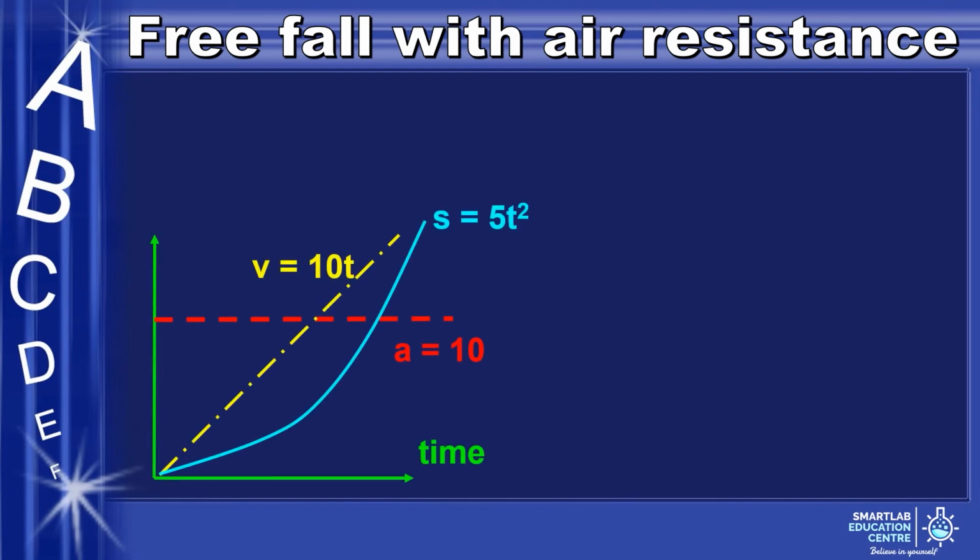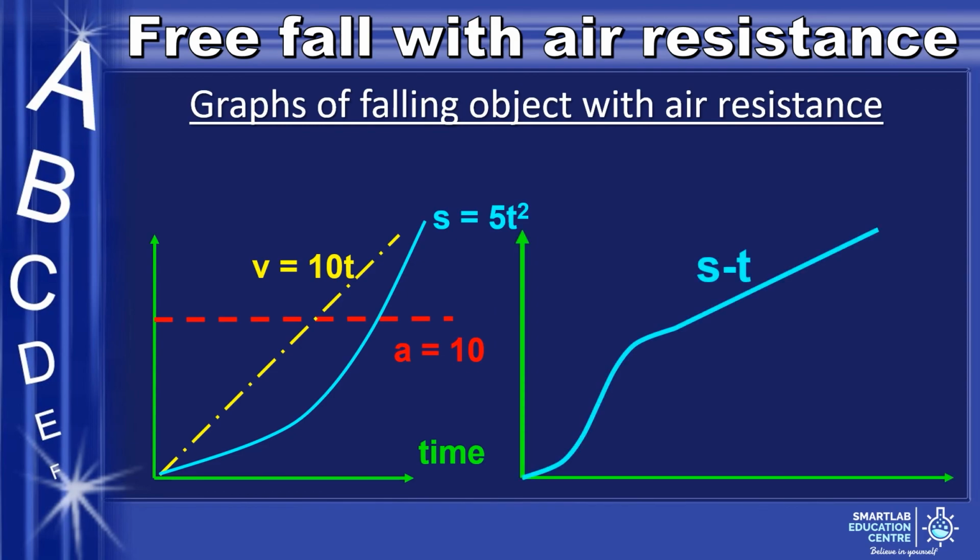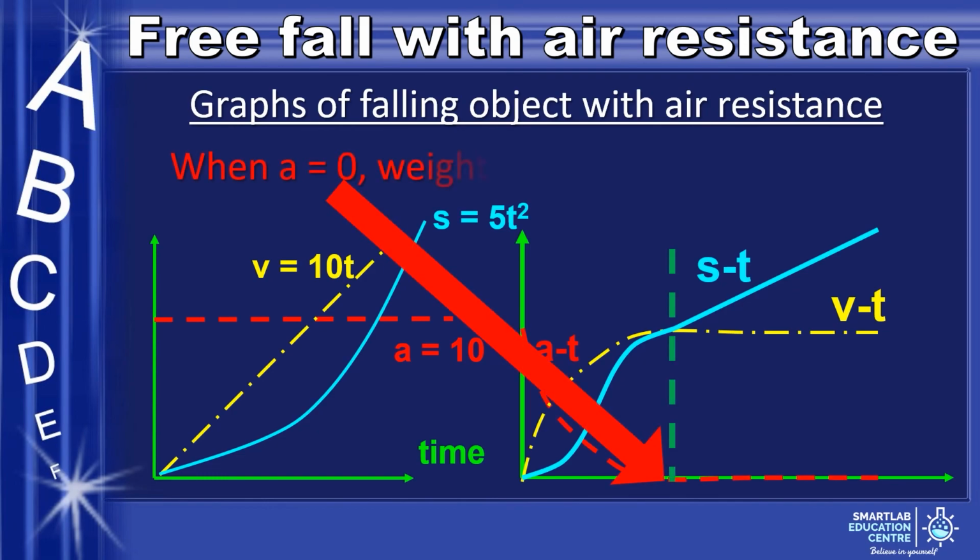On the left, it shows the graphs of an object falling without air resistance. Now let me show you the graphs of an object falling with air resistance. Here we have the displacement time graph, the velocity time graph and the acceleration time graph. Take note that when acceleration is 0, the weight of the object is equal to the air resistance of the object. Hence, the object reaches terminal velocity.